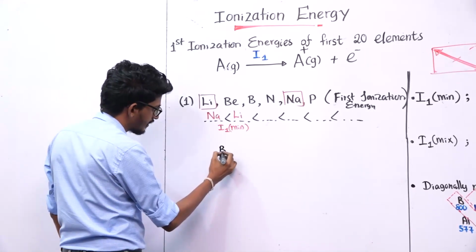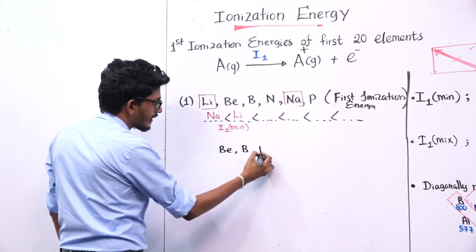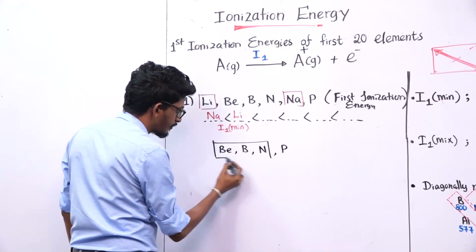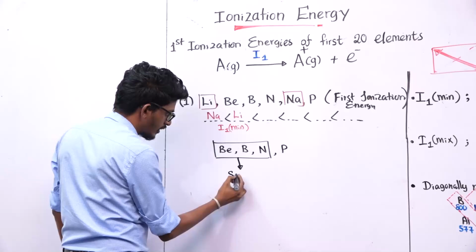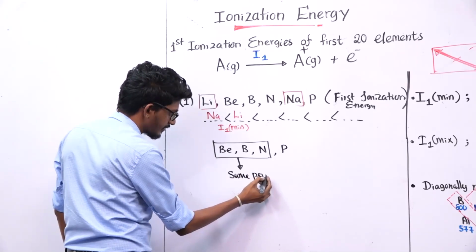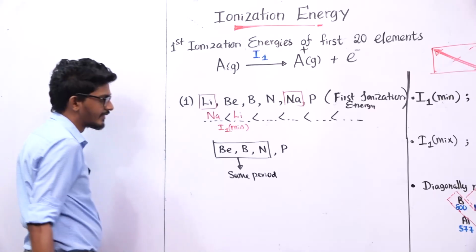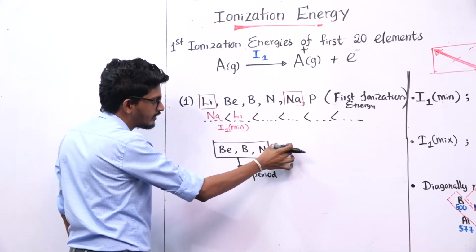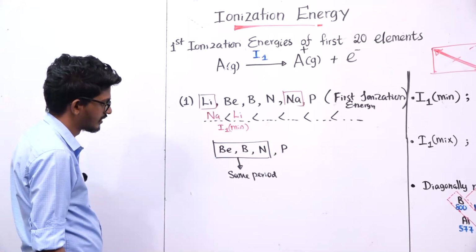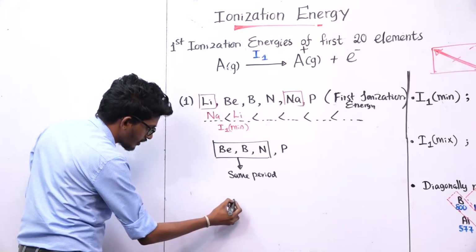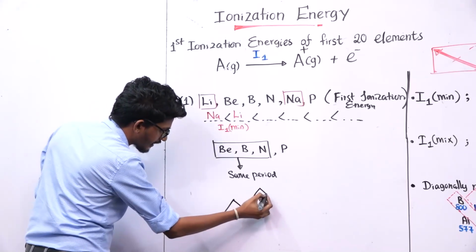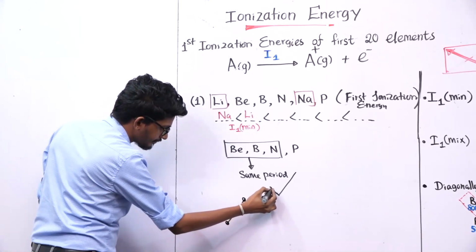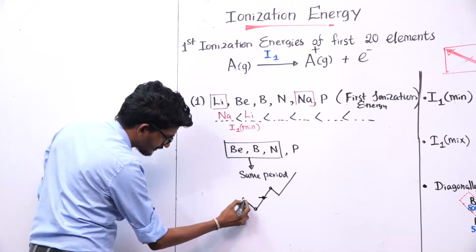When regarding beryllium, boron, nitrogen, phosphorus, actually these three come in the same row, same period elements. So first concern those. If you don't have any way to locate the phosphorus, then only you prefer the diagonal relationship. First come up with these. The same period elements come up with the zigzag.